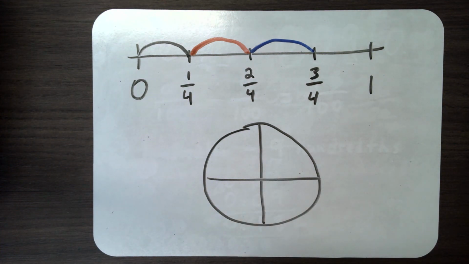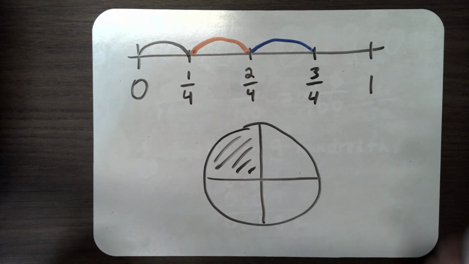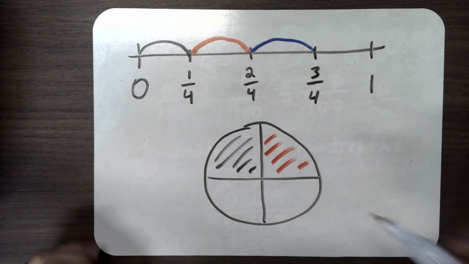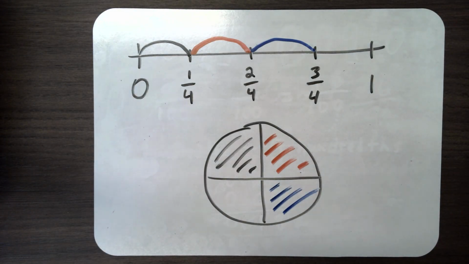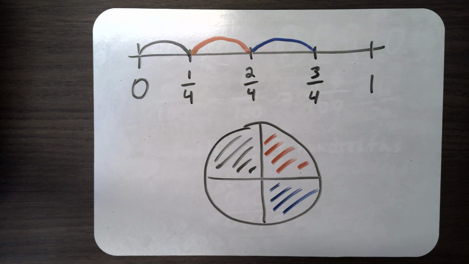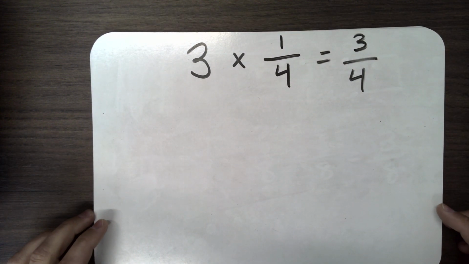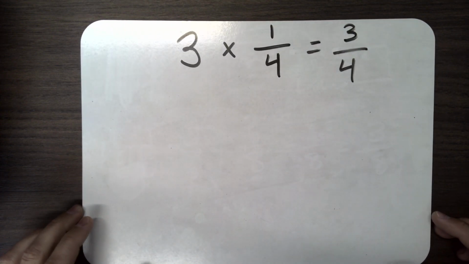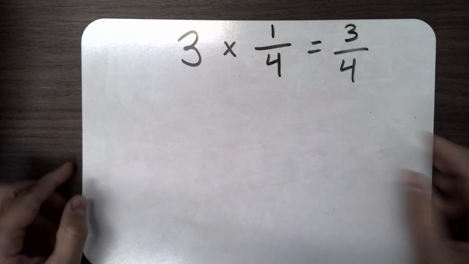And then we can do the same thing on our representational area model. So just shade in one with black, one with red, and then one with blue. There we can see we have 3 distinct groups that each have a size of 1/4. And we can see that that total area is taking up 3/4 of the area of that circle. Then our abstract model at this point would just be this equation: 3 times 1/4 equals 3/4. We're not really using the standard algorithm yet, multiplying numerators and denominators. We'll get to that one later. So this would be the abstract model.